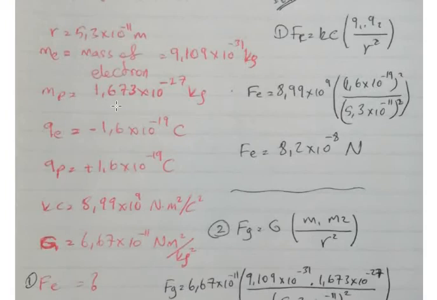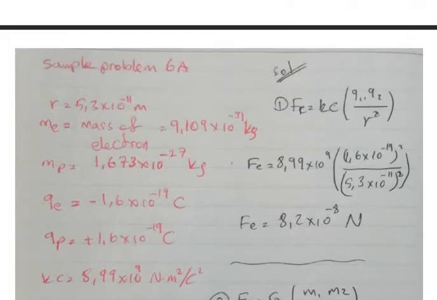Mass of proton is given 1.673 times 10 to the power minus 27. QE, charge of electron, and QP, charge of proton, are both 1.6 times 10 to the power minus 19. And Kc and G are both constants, the Coulomb's constant and gravity constant, and we will use them in the rule. Now let's get to the first part.